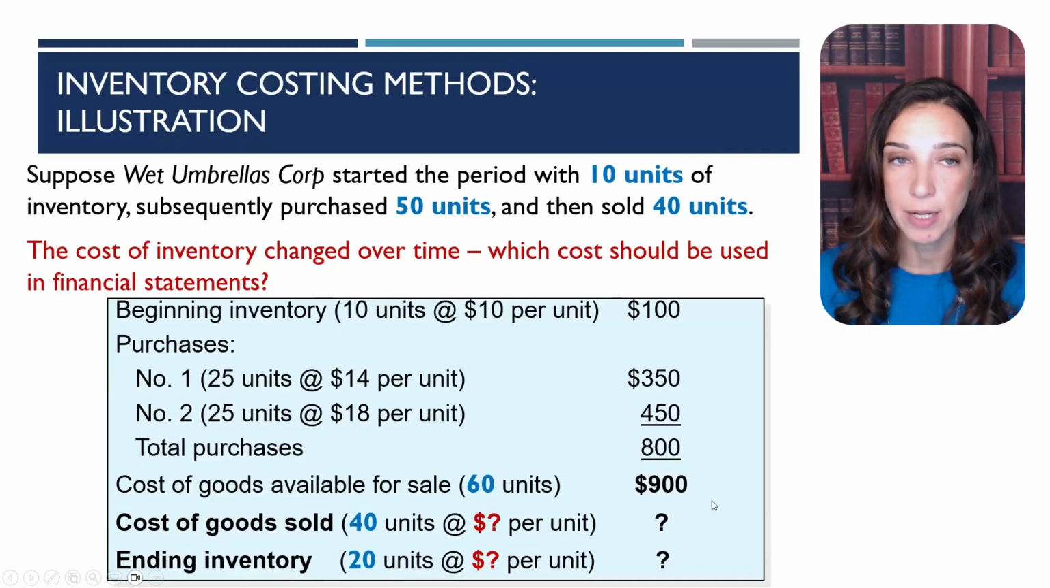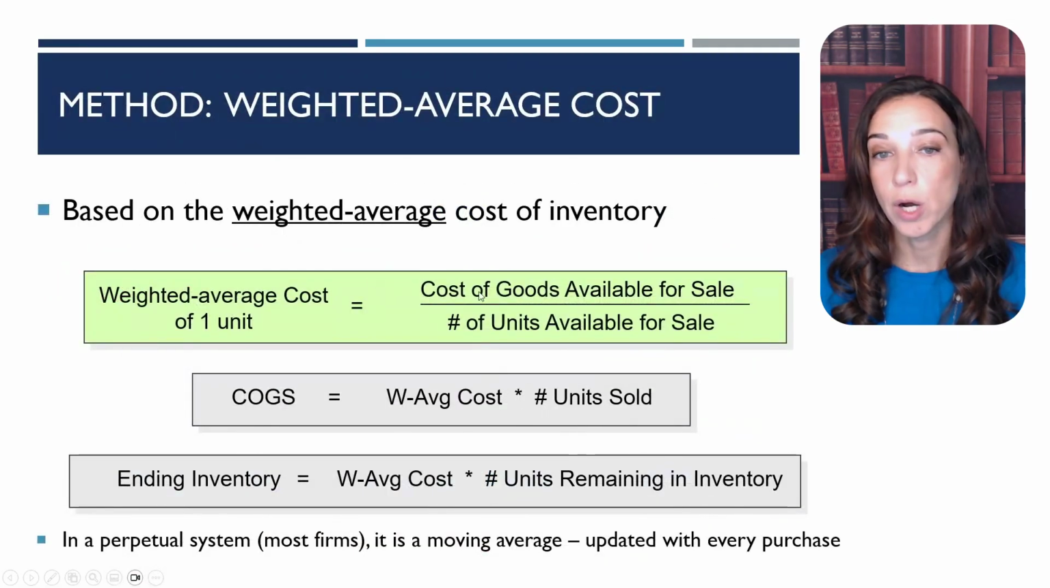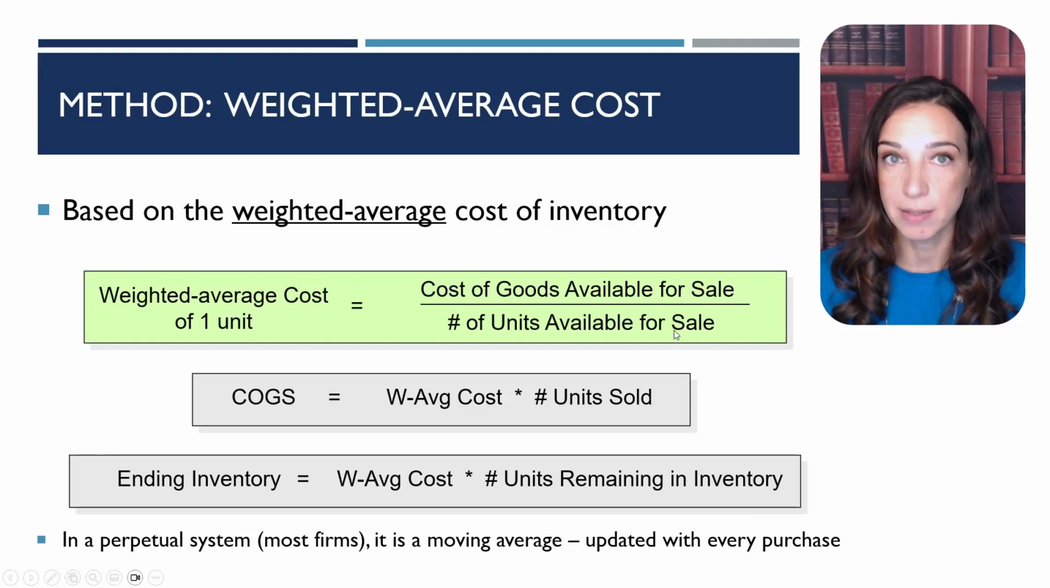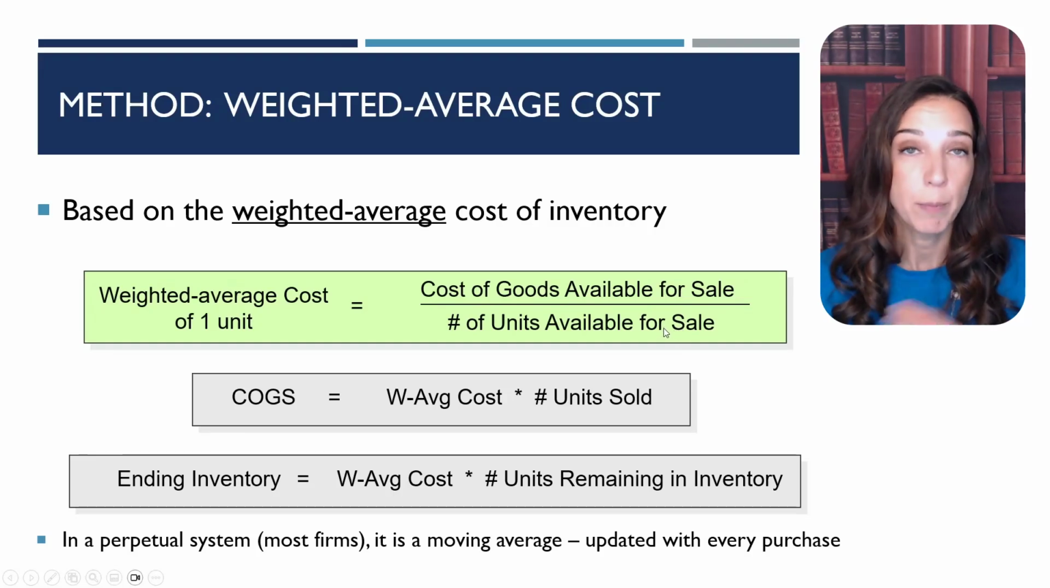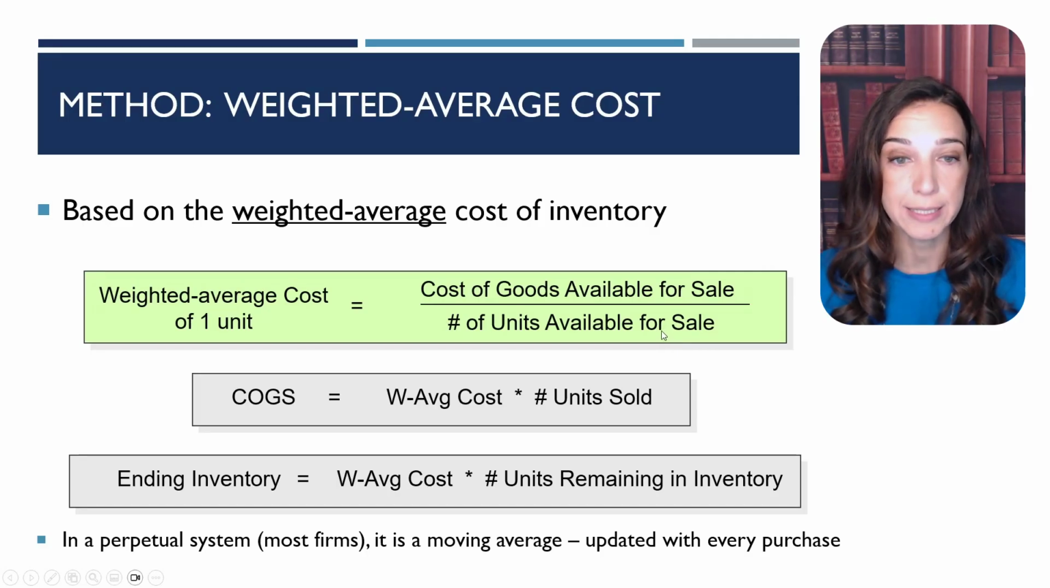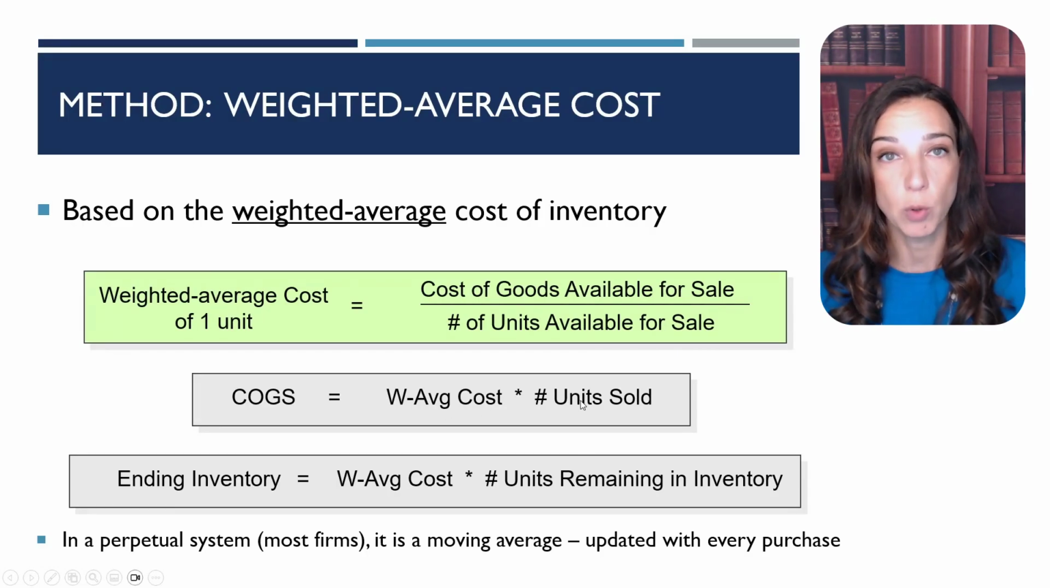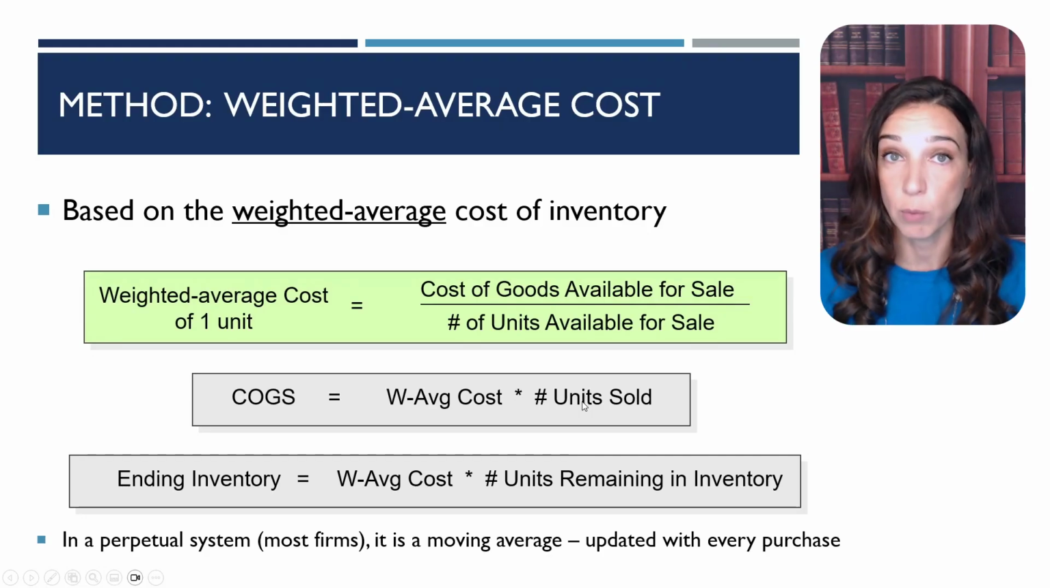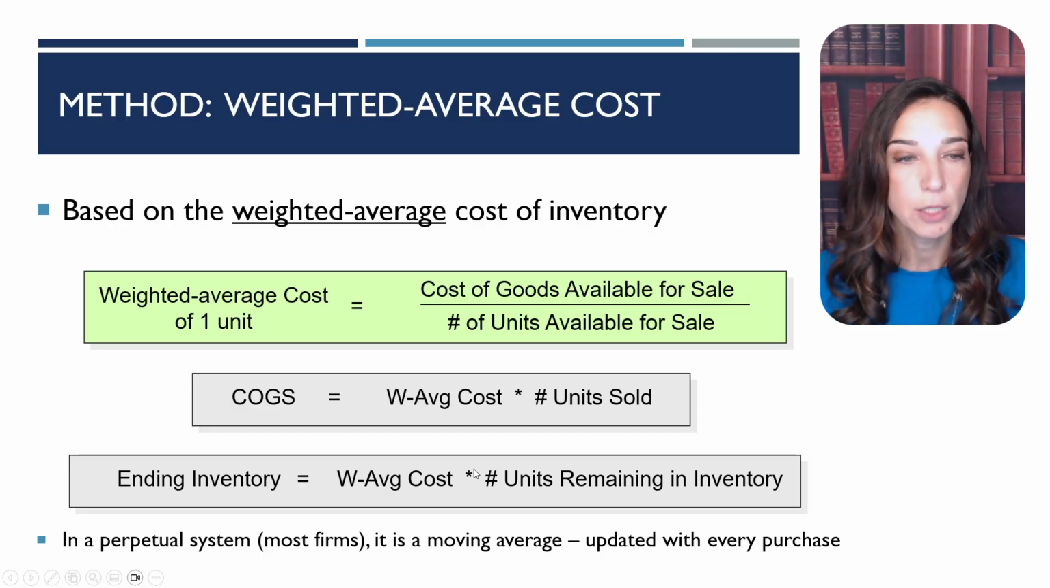For the weighted average, we're going to start with the cost of goods available for sale, and we're going to divide it by the number of units available for sale, again, based on the beginning inventory plus the units that we have purchased in this period. That's going to give us the weighted average cost per unit. We're going to multiply that by the number of units that we sold to get the cost of goods sold, and we're going to multiply it by the number of units that are remaining in the inventory to get the ending inventory on the balance sheet.